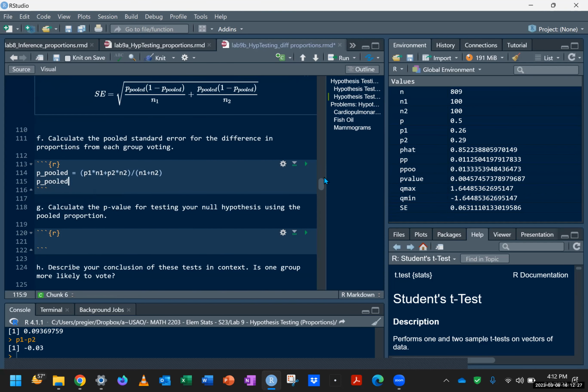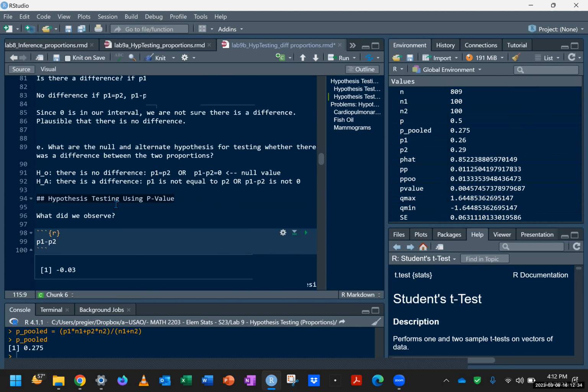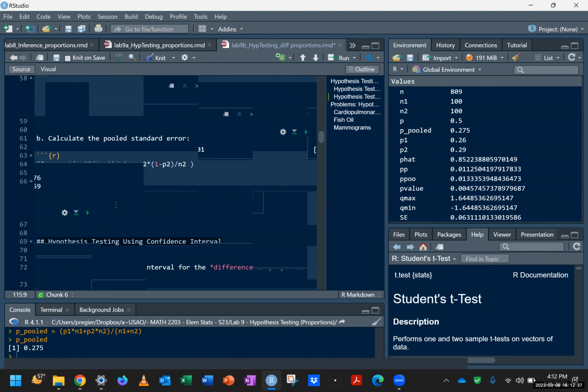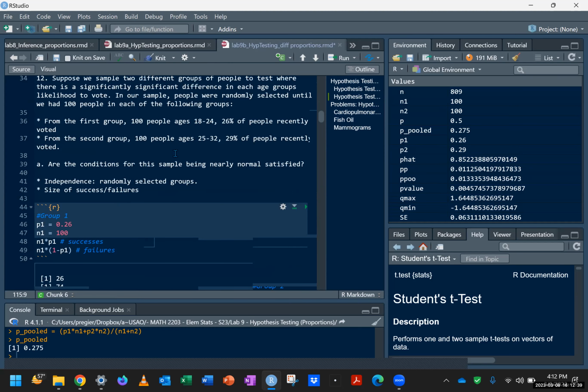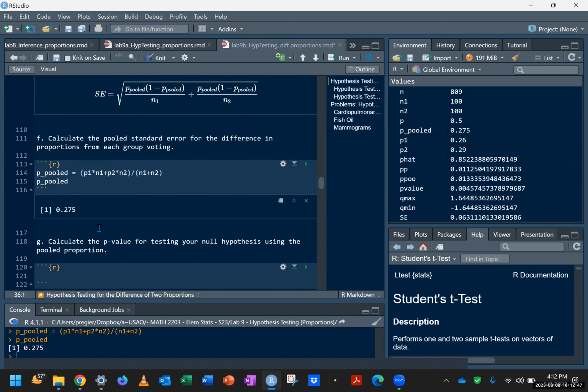So really that's like the average proportion of people voting in general. So it's somewhere between, what was it, 24 and 29. We found 26 and 29. I'm going to keep that information on hand. Okay, so we observe a difference of proportions of 3% from the two groups, from which we got our new pool proportion.